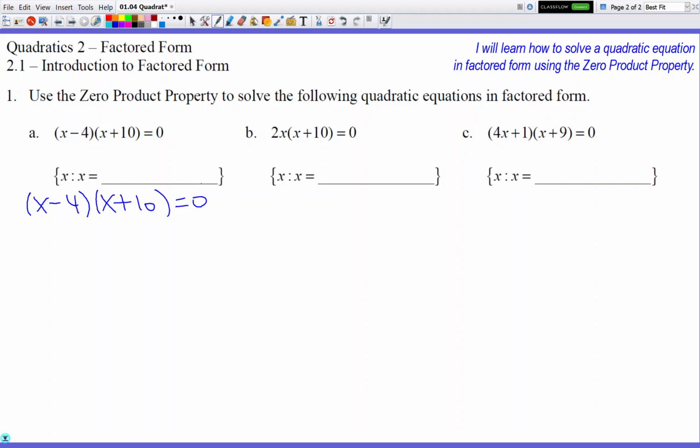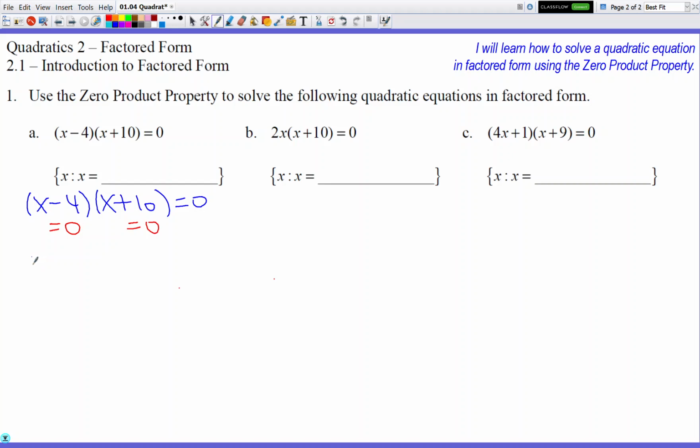Okay, so to do that, we're going to set each set of parentheses, x minus 4, we're going to set the entire thing equal to 0. And same thing for x plus 10, we're going to set the entire parentheses equal to 0. Okay, we're going to make an equation that we can manipulate to solve for x.